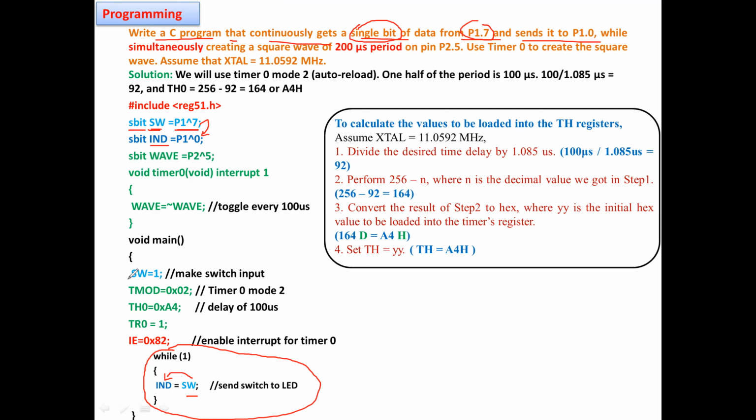See, for the program, we have put 1. So we have just initialized it in the software. So it will be 1, IND will be 1. So in port 1, it will be 1, right? Okay, this is a simple program.